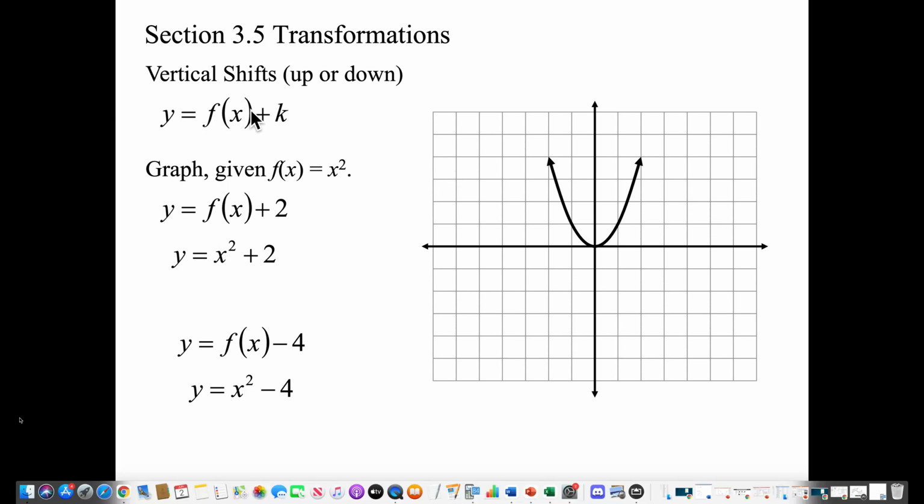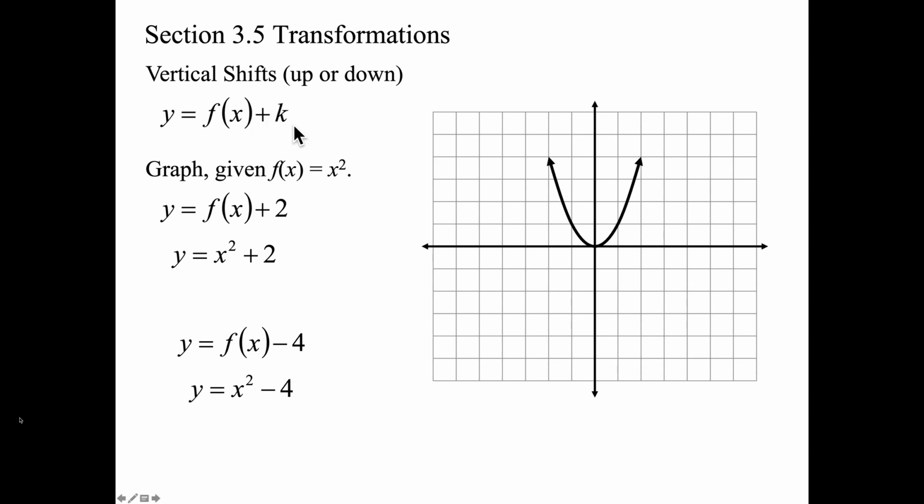So here, we're going to look at vertical shifts up or down. When you see something being added or subtracted to the outside of your function, that is going to change your y coordinates. Anything outside of the function changes the y. When we go to the inside of the parentheses where the x is, that's going to change the x coordinates.